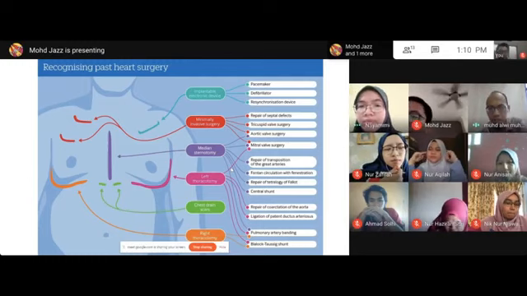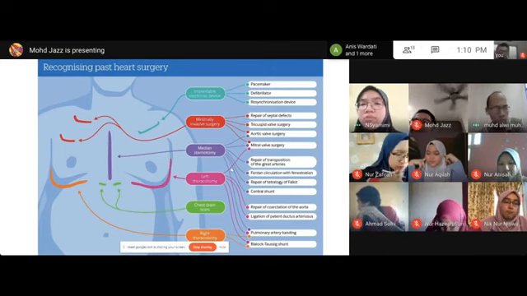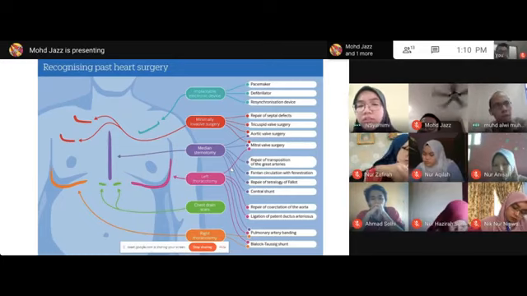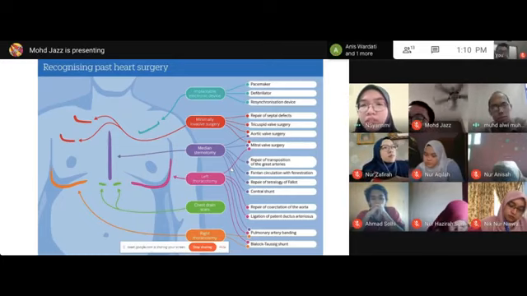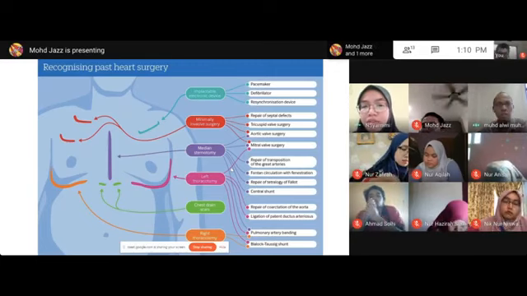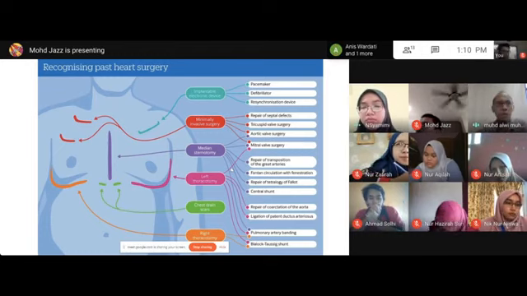So essentially PA banding is one of the most common procedures that we do in the Malaysian setting. Because as we mentioned, things like VSD, we usually correct it, and AVSD, we correct it very early. Nowadays, even TGA, we correct it during the neonatal period, for example.